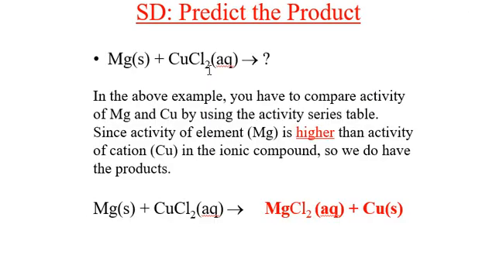If activity of the element is higher than activity of the cation, we do have the reaction. So for this example, as you saw here, we compare activity of magnesium and copper, and we see that magnesium has higher activity than copper. That is why we write this as the product of the reaction. Let me work on another one.